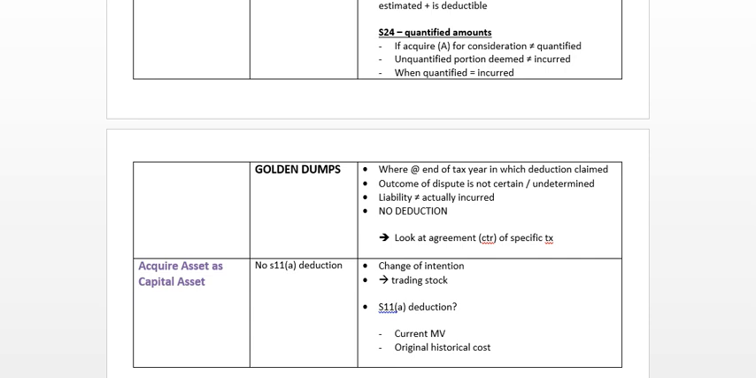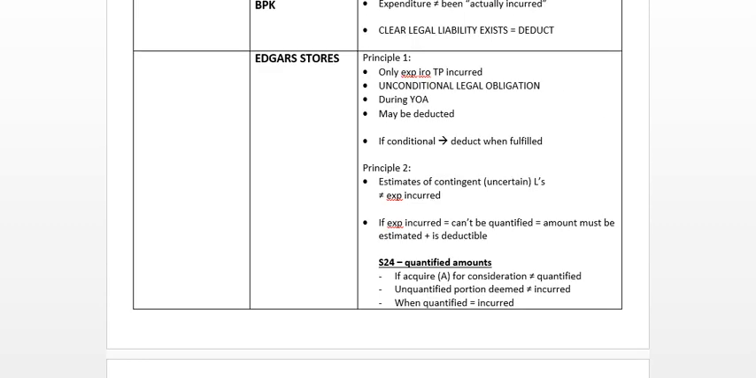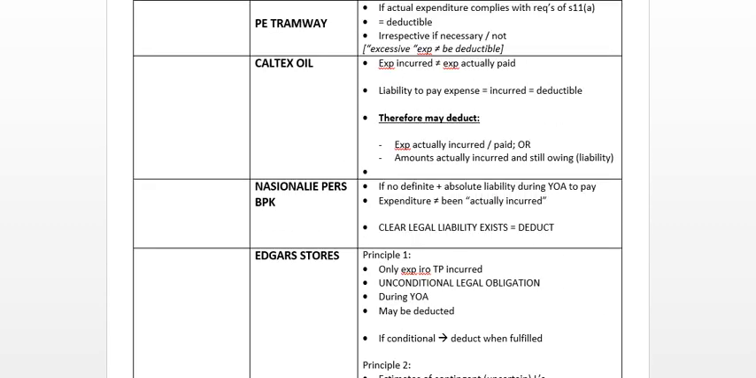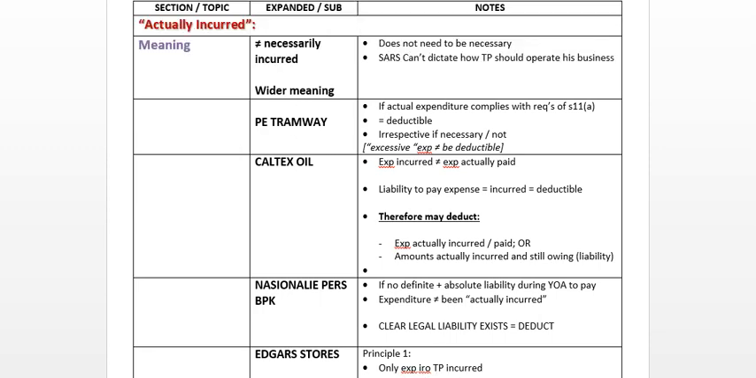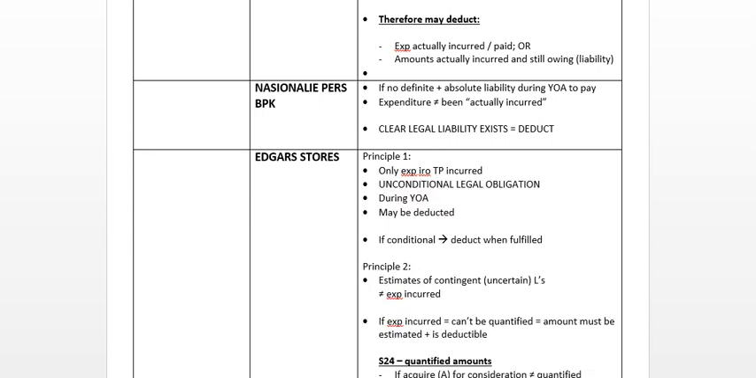Okay, so it's a lot of things to note, but just remember that it is something that is incurred, and it's something that is unconditional. There should be no conditions to this deduction or to this expenditure.